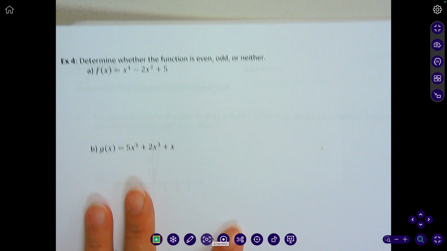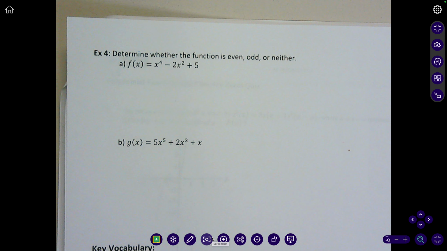This is going to be the last example for 1.5. I want to determine whether the function is even, odd, or neither. I don't have time to graph. Are you guys good? So I want to know, is it even or odd?